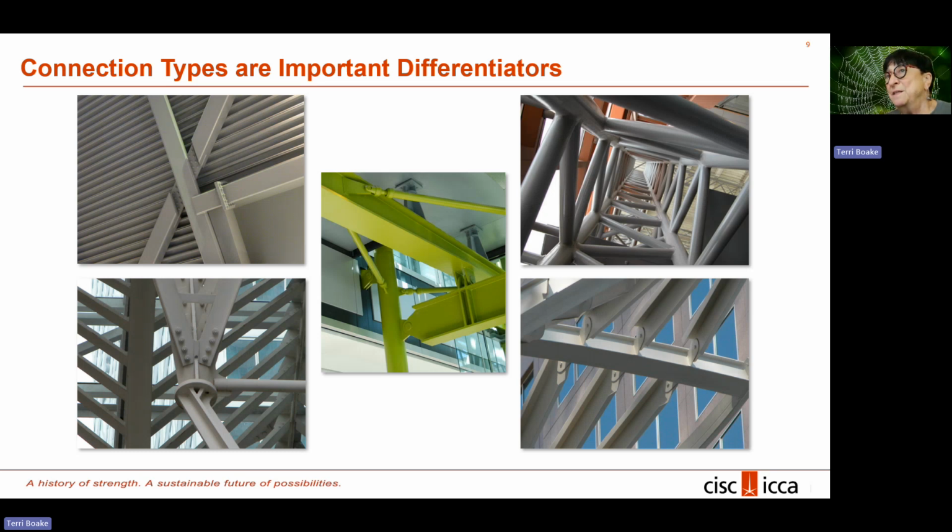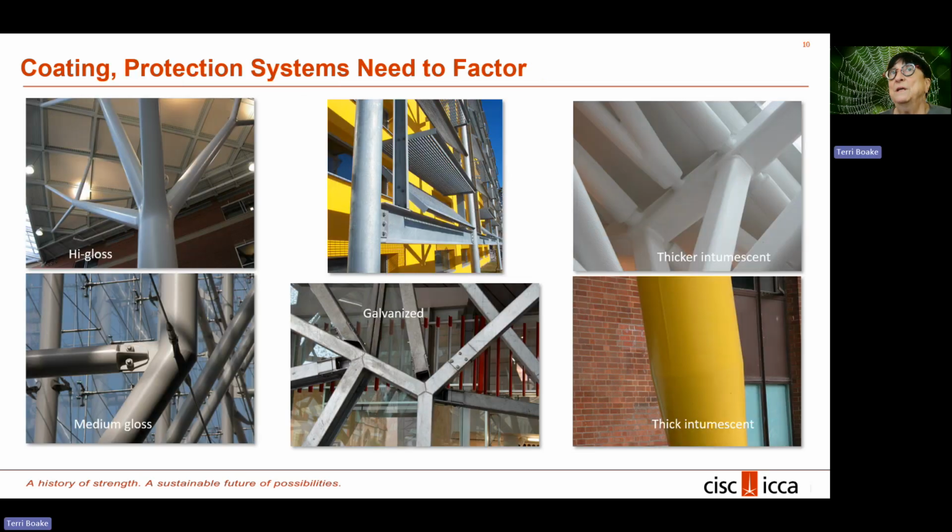in the case of tensile members, you will have different kinds of end connections as well, because you will be connecting rods and cables. The coating and protection systems need to factor. This is more of a concern for a real project, but if you need to have a relatively thick intumescent coating for fire protection, then you're going to want to soften your details. If you have a galvanized coating because you want something that looks a little bit more rugged, again, you would change your details to fit more with the aesthetic that that would provide.